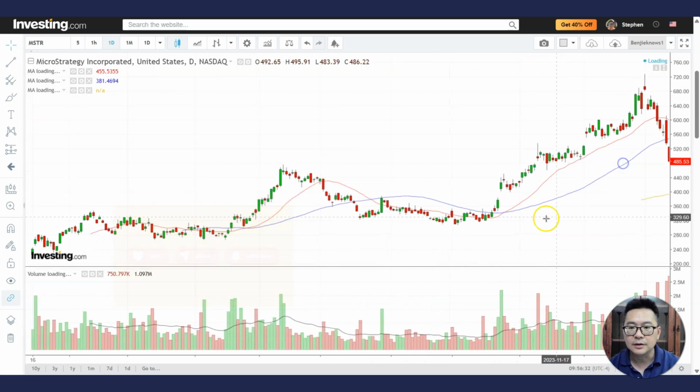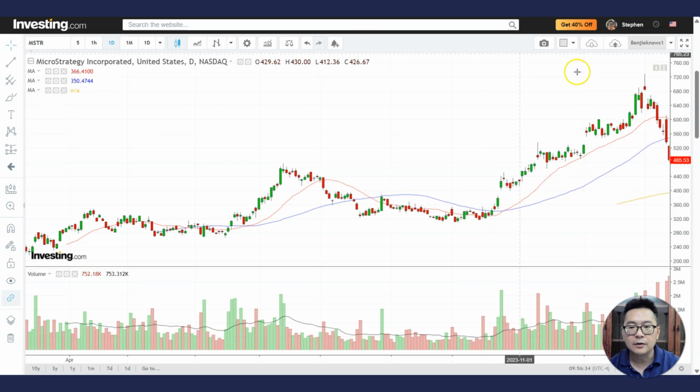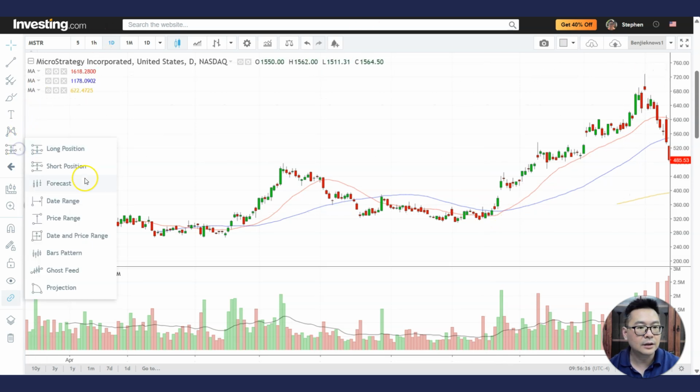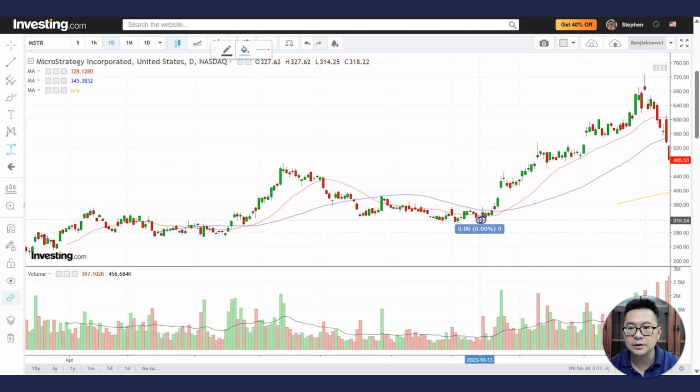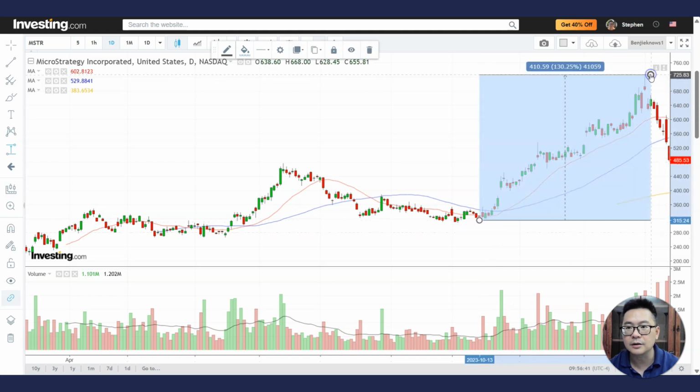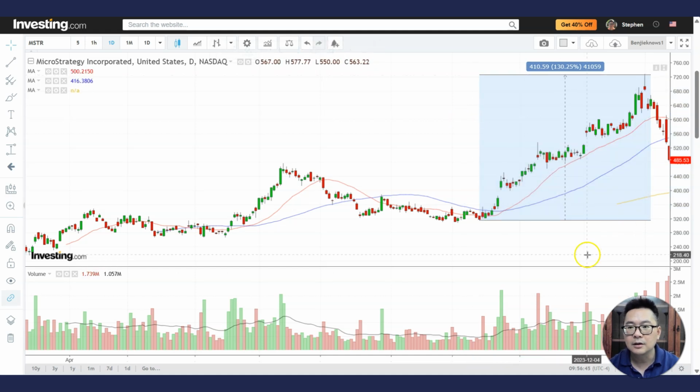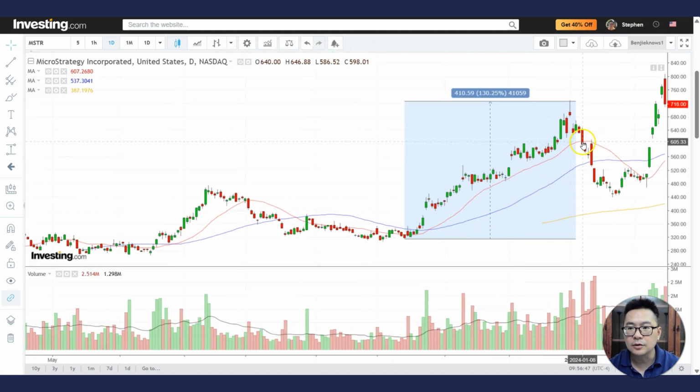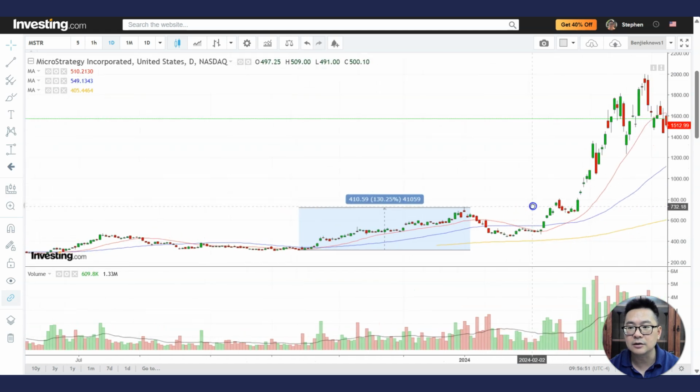Let's take an example here. From here to here, it moved up by quite a lot. If we take the price range, let's say here to this topping tail here, that's about 130%. And then look what happened. The stock dropped below the 20 MA. Then it dropped below the 50 MA. That's a very nasty correction.